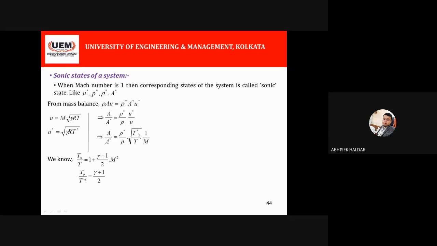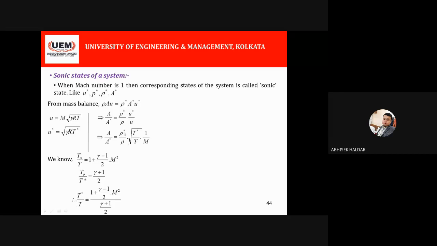What do I need? I need T star by T. So can I get T star by T from these two equations? How can I get T star by T? Just I have to divide. Yes, sir, just take the ratio. I have to divide the first one by the second one. So I get T star by T from this expression. Basically I am converting all these terms.